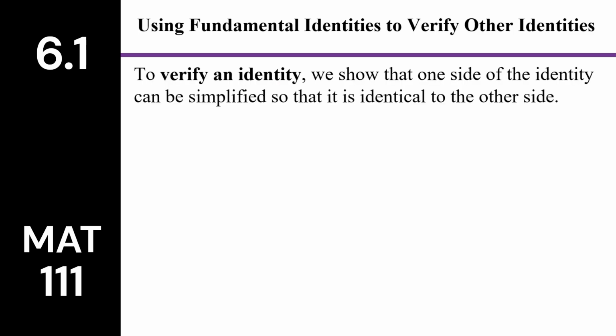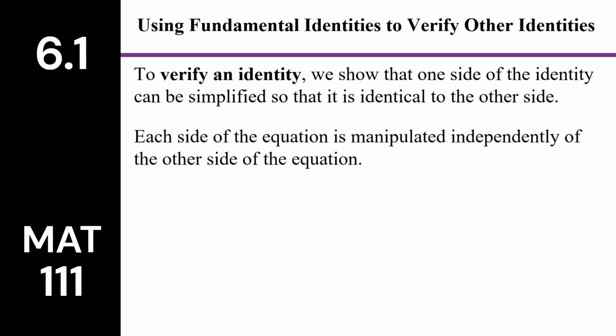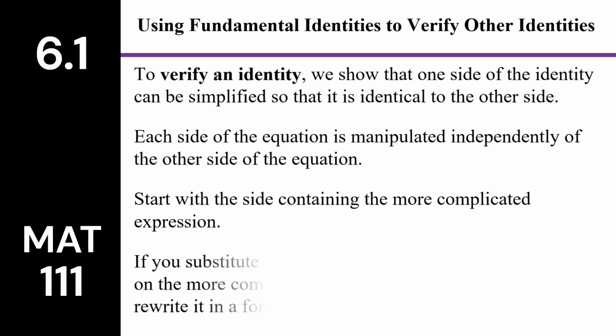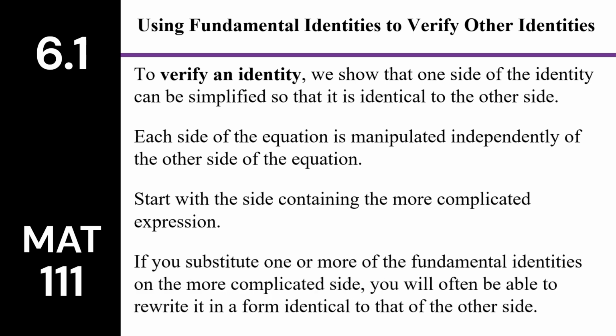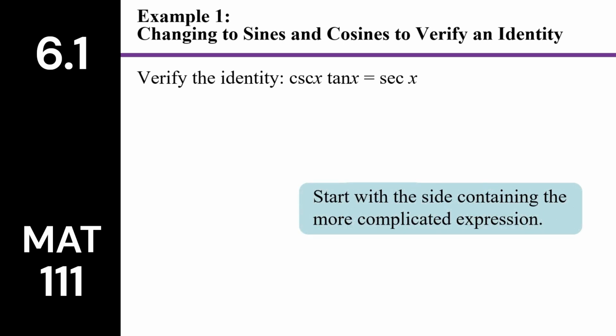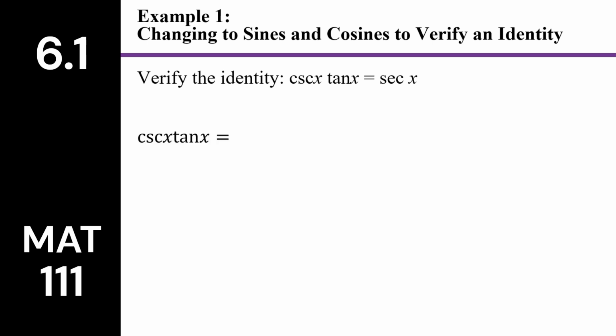To verify an identity, we'll show that one side is identical to the other side. We manipulate each side independently of the other, and we'll start with the more complicated side. We'll use our fundamental identities until we can show the two sides are identical. This first example is the equation we saw earlier, and we can verify it using sines and cosines. We'll start with the more complicated side, which is the left side, and then we will look at how to change cosecant and tangent to sines and cosines.